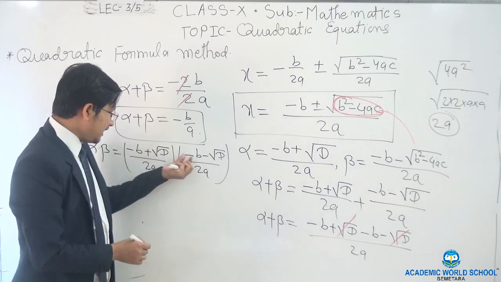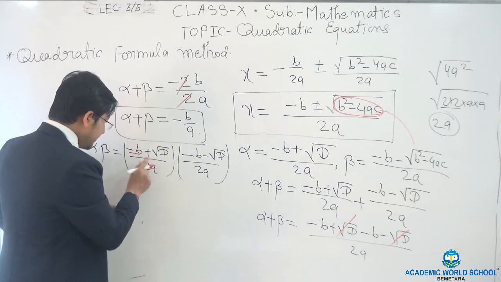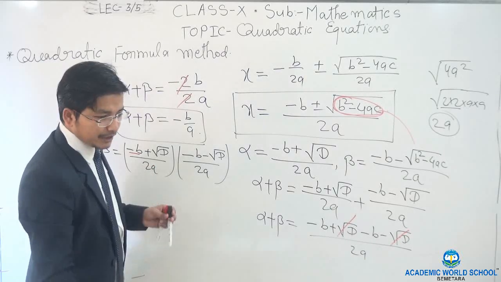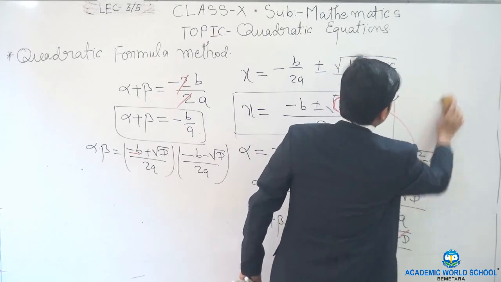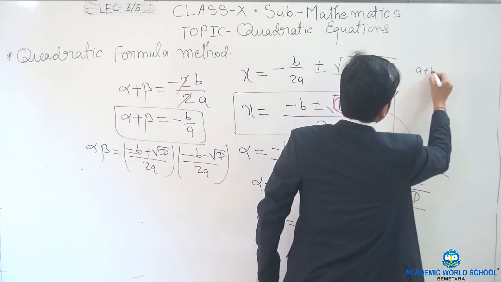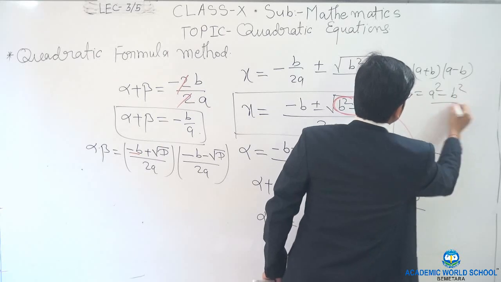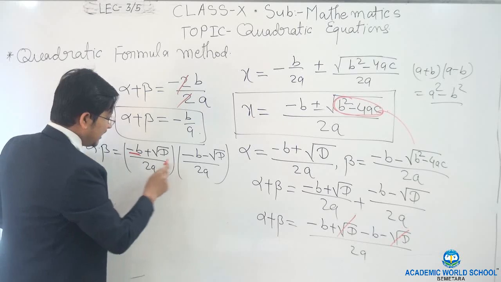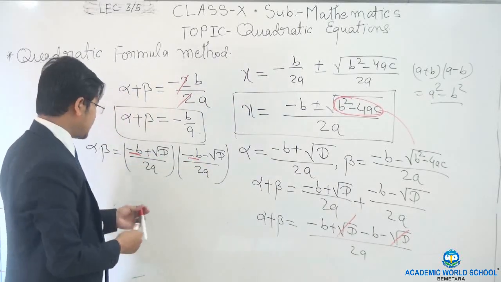A plus B, A minus B. Listen, this is A plus B and this is A minus B. So we know that A plus B into A minus B is equal to A square minus B square. So in this situation, this is A plus B minus B. So we are going to apply this formula.